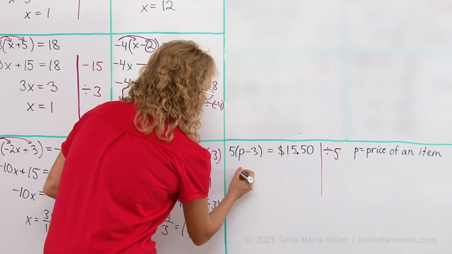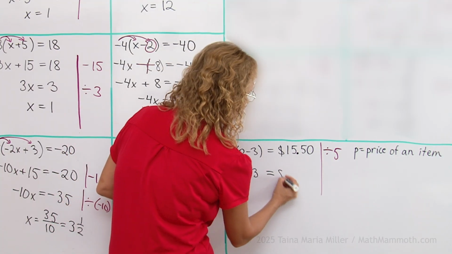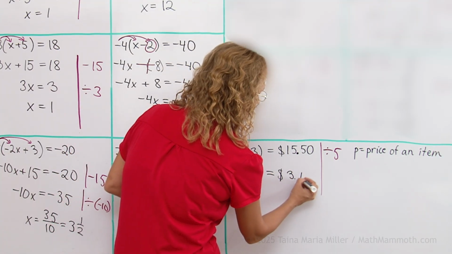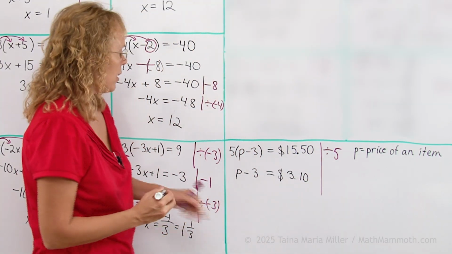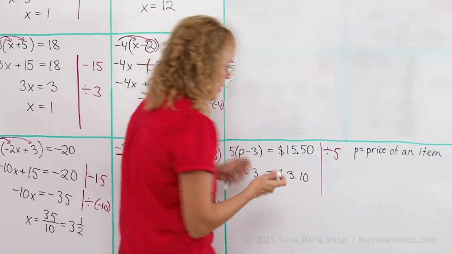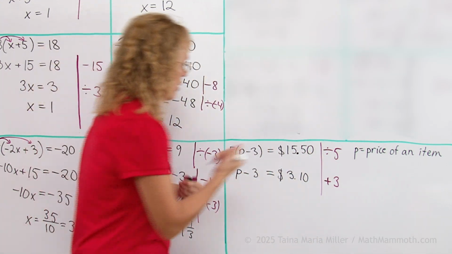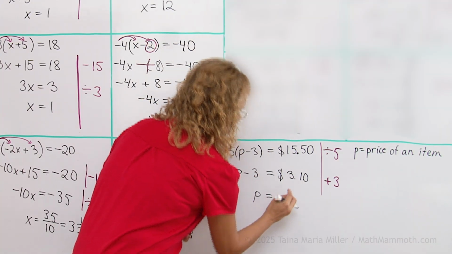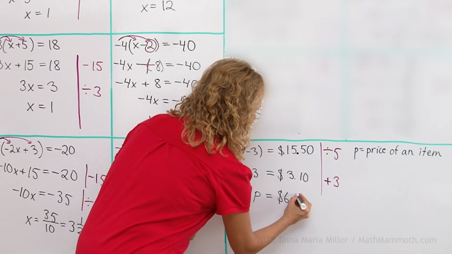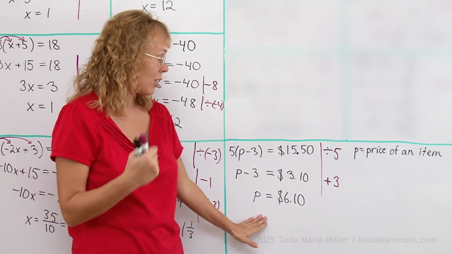And in the equation we have now P minus 3 equals this divided by 5, which is $3.10. And then, in the equation, we now add 3 to both sides, right? And P is left alone, and then we add 3, so we get $6.10. And that's what you would do even if you were solving this without an equation.